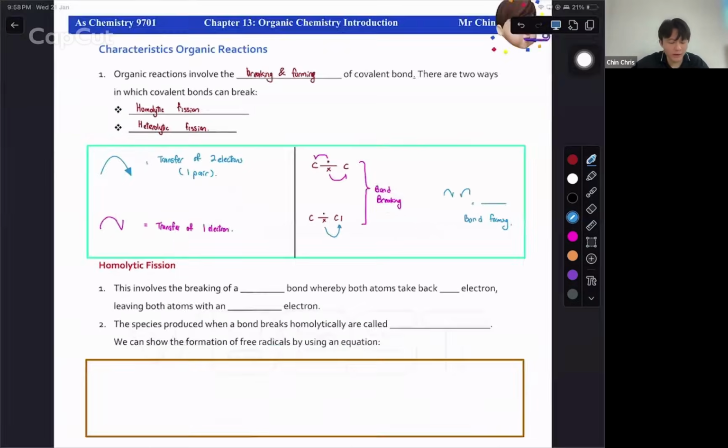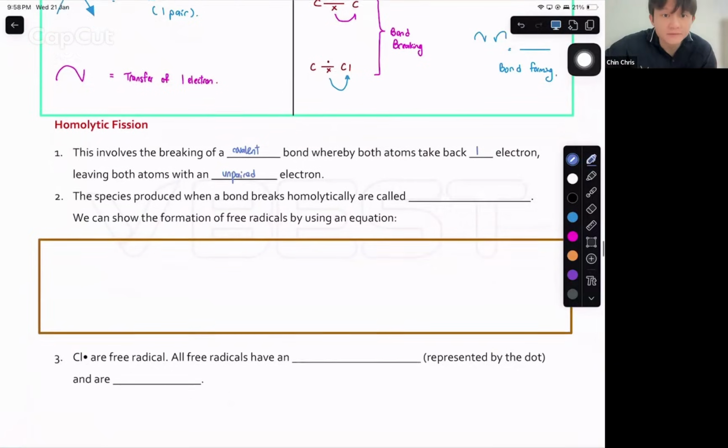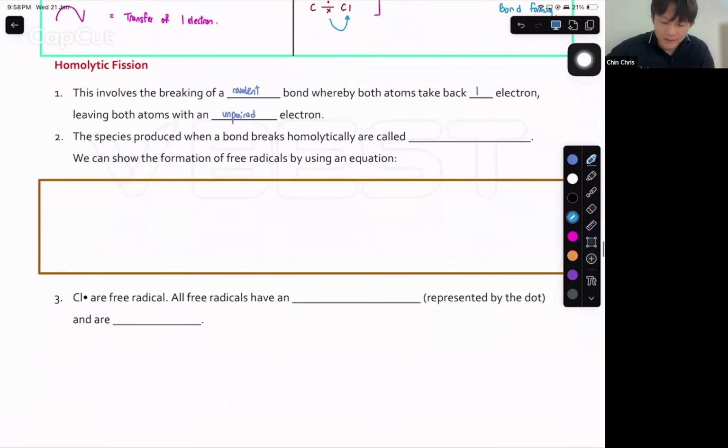Alright guys, now let's continue. Let's look at the homolytic fission. For homolytic fission, remember that this is when each atom takes one electron back. So it is a breaking of a covalent bond whereby both atoms take back 1 electron, each with an unpaired electron. This is how we draw it. You see, we have an electron here, an electron here. So 1 electron goes to the left, another electron goes to the right.